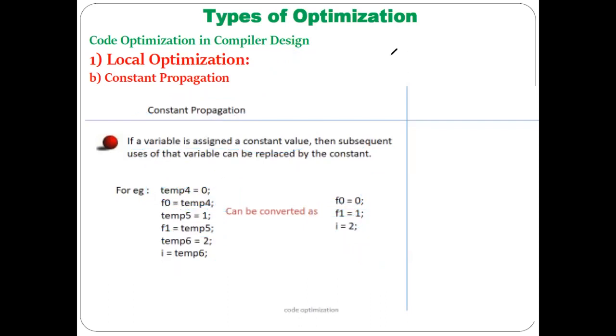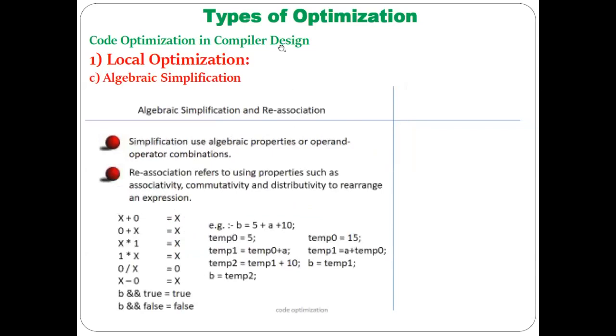Then next we have algebraic simplification. So algebraic simplification means here we utilize some algebraic properties, or the operand and operator combination. Using the properties of algebra, if you do the optimization, then it is referred to as algebraic simplification optimization. So let's see the example.